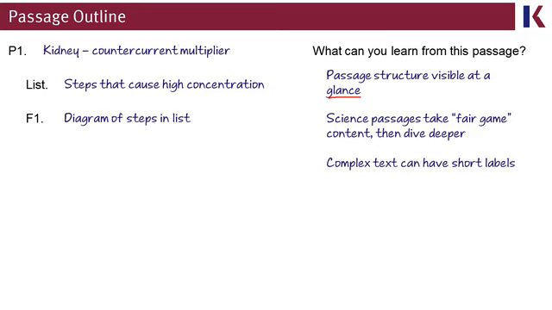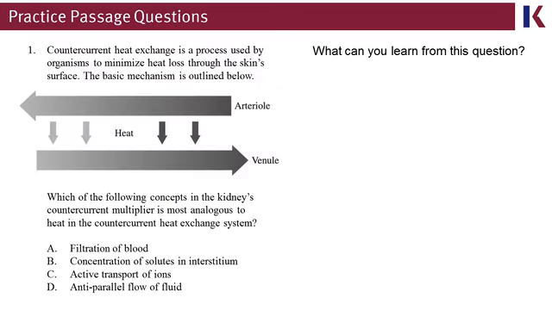And finally, from a strategic aspect, this is really complicated text, but note that we were able to make very short labels in our outline. That's what outlines are all about: writing just a few words to prove to yourself that you understand each element of a passage, and then using it for reference later. That brings us to the 3 questions associated with this passage.